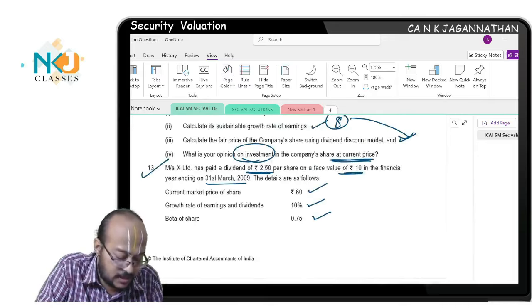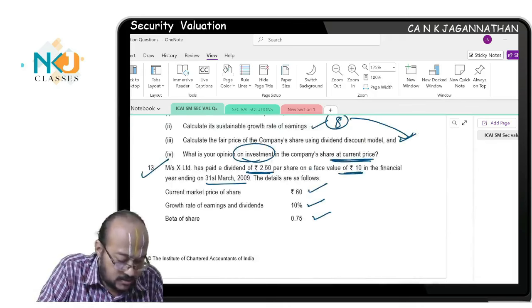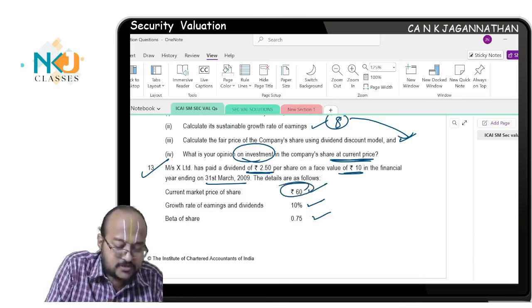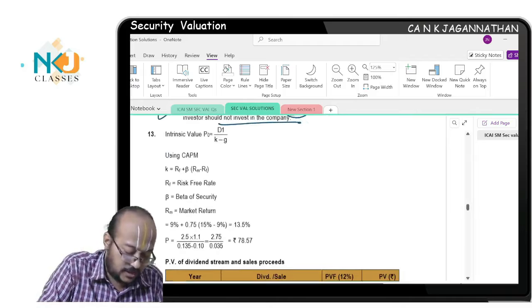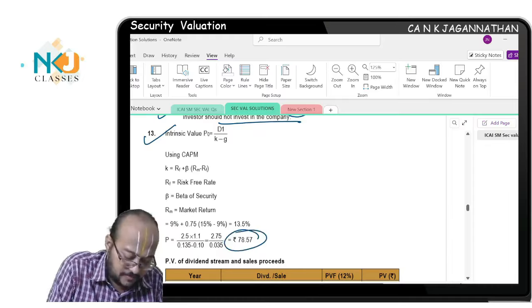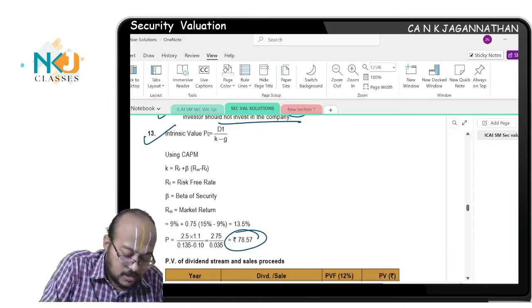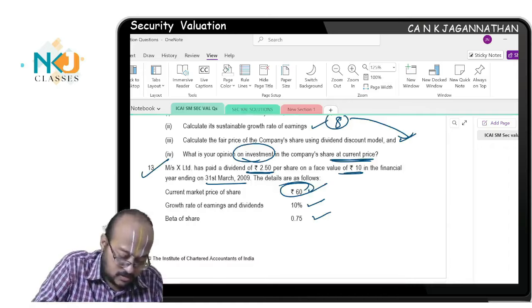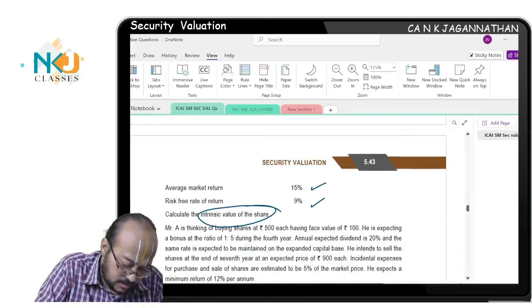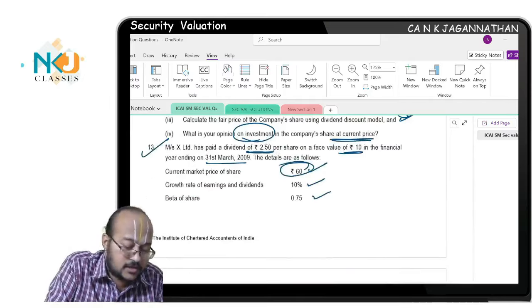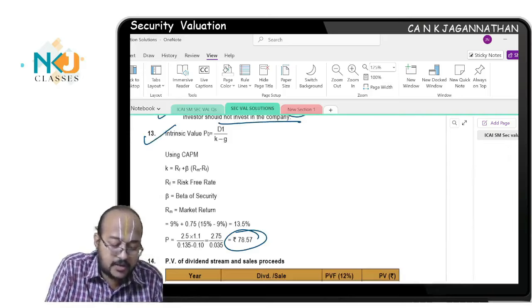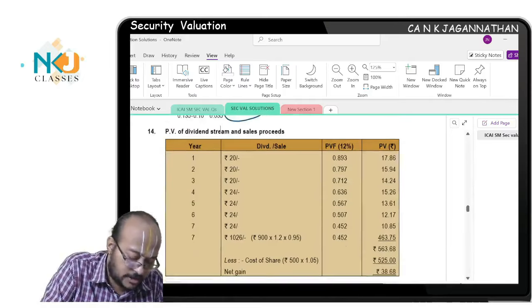P0 is D1 by KE minus G. KE you need to compute, beta is given, and current market price is given to compare it with the fair value and find the solution. Intrinsic value D1 by KE minus G, you compare, 78.57. Anyway, you need to comment. Only calculation, but of course the market price is 60 and the fair value is 78.857. This is undervalued and recommended to buy the share.